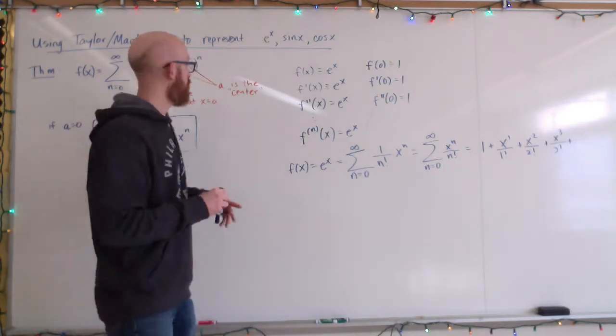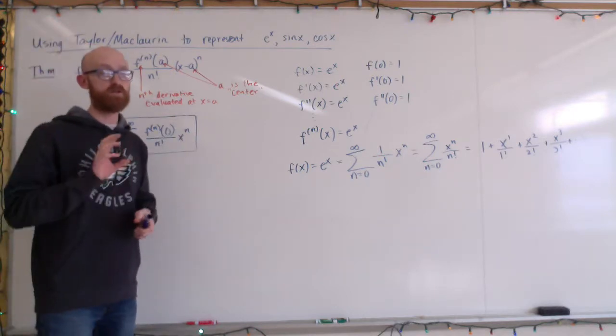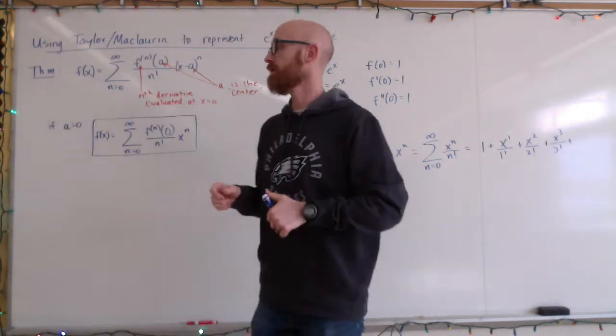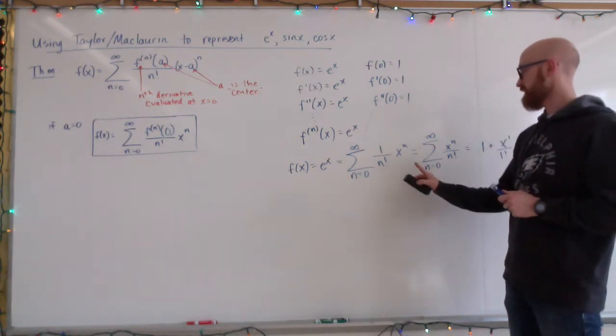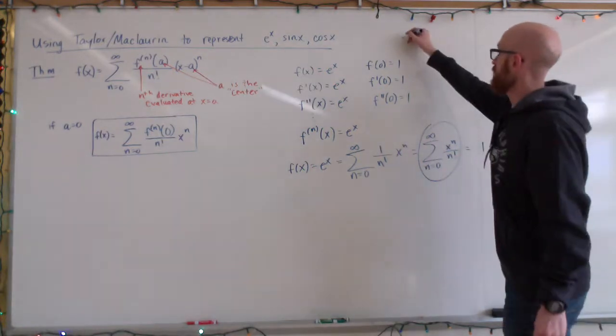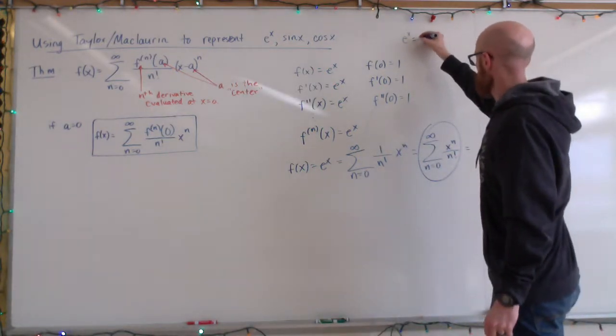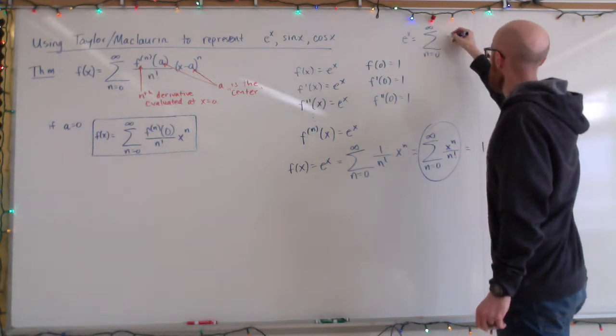I'll talk more about what this center means in the context of a sine or cosine function. I think it's a bit more graphically interesting there. So for now, what you can take away is that the e to the x function is that. So I'm going to store that up here. e to the x is that infinite sum.